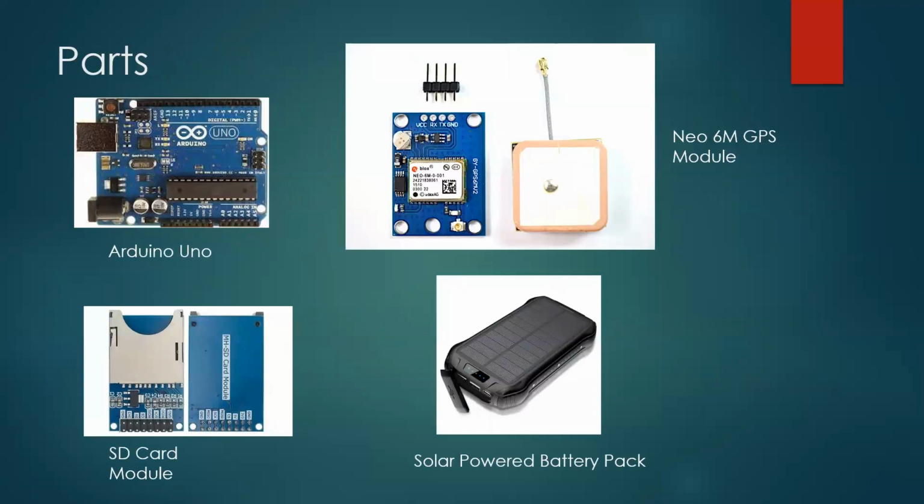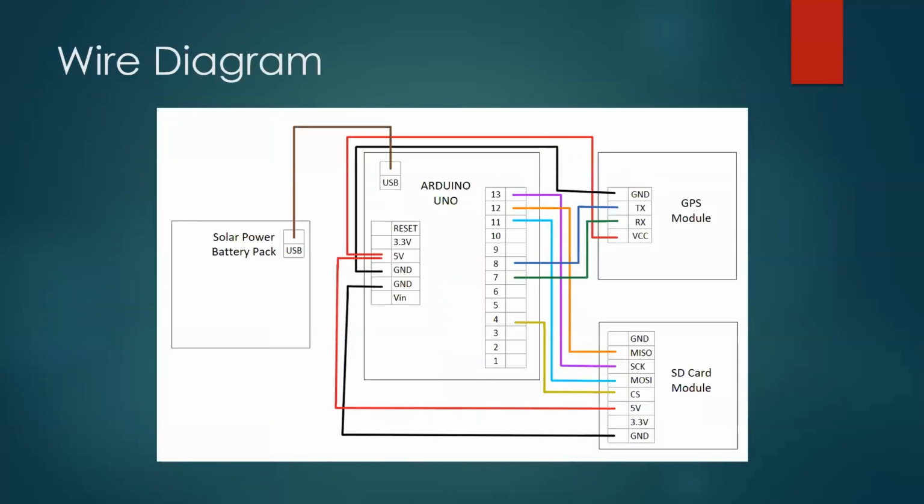Some of the parts that we used for this GPS tracker were the Arduino Uno, the Neo 6M GPS module, the SD card module, and then a solar-powered battery pack. Here's our wire diagram. It shows how each of these modules were connected to the Arduino, and lets you see how many wires were used for each of these.